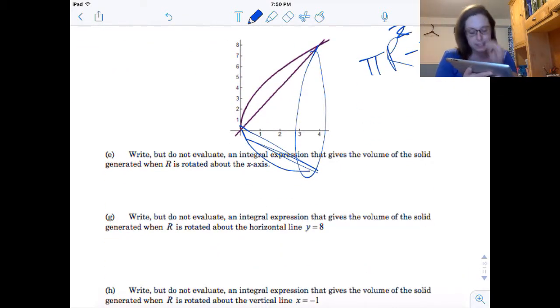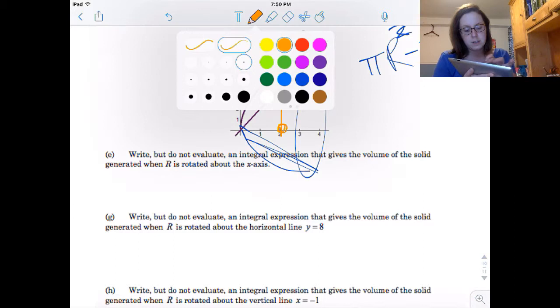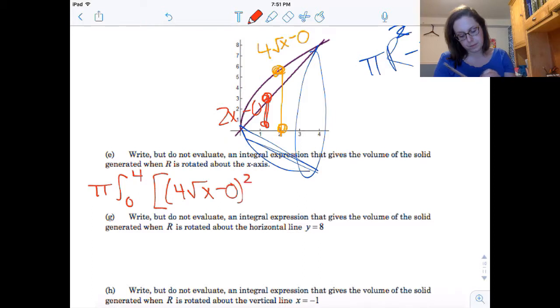So let's think about our outer and our inner radius. My outer radius is from this function to the x-axis. So my outer radius is 4 radical x minus 0. My inner radius is from here down to the x-axis. So that is 2x minus 0. So this integral would be the integral from 0 to 4 of pi times your outer radius squared minus your inner radius squared. And you don't need the minus zeros, but I'm leaving them there.